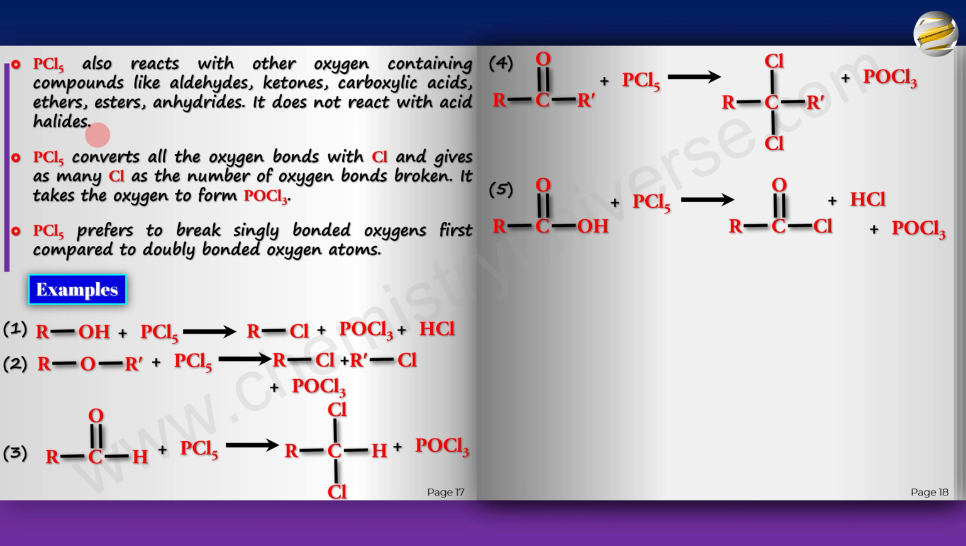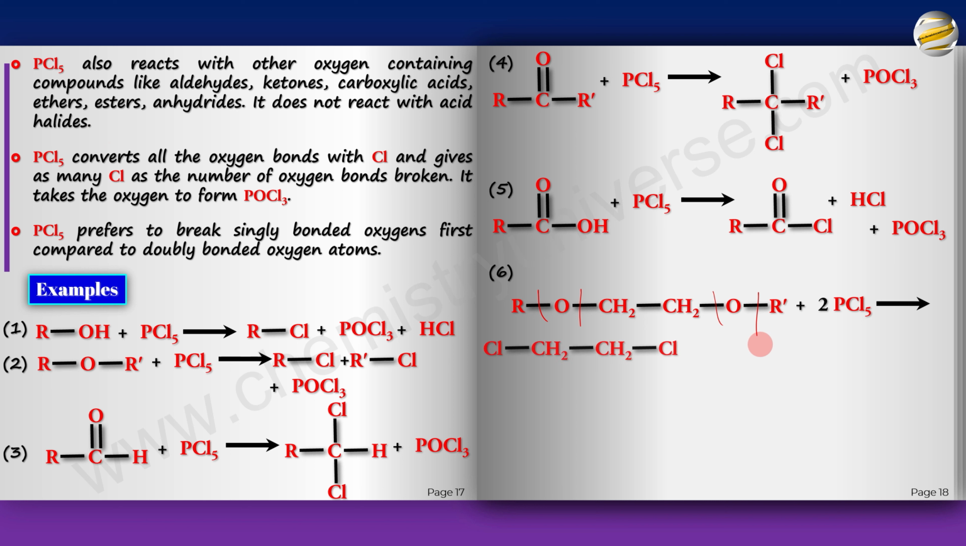Alright, next one. You have a diether. Obviously, you require 2 PCl5. Pause the video, make the product, play the video back. Obviously, it will break these two, it will break these two, and you'll get Cl everywhere and 2 POCl3s.